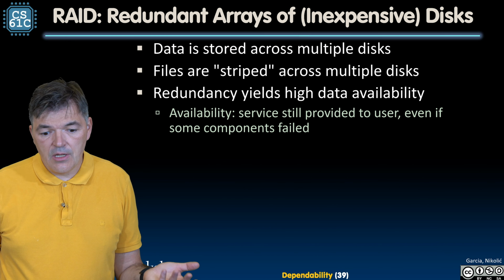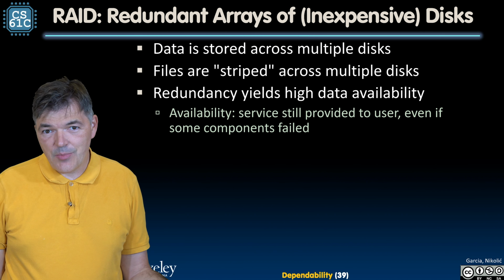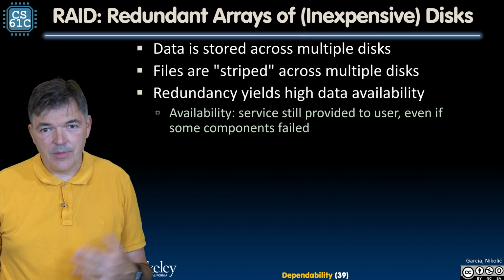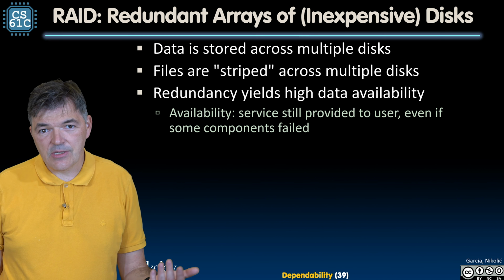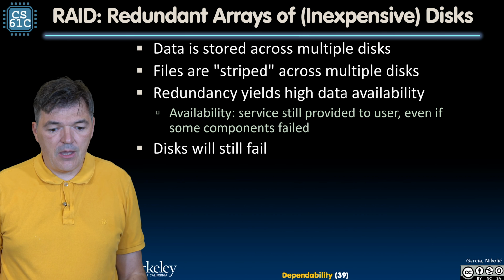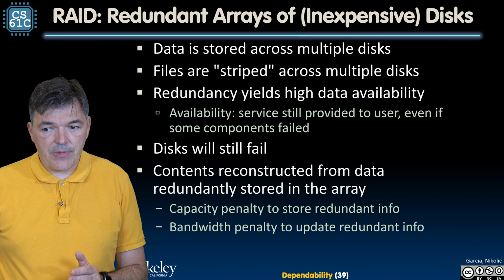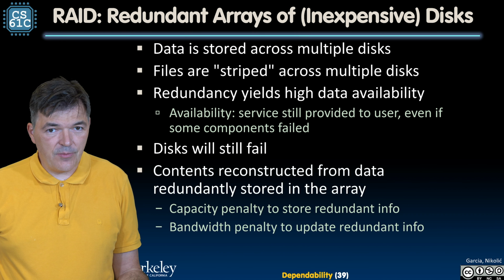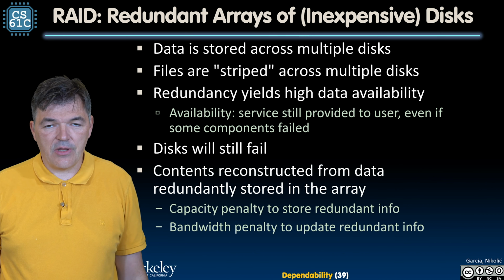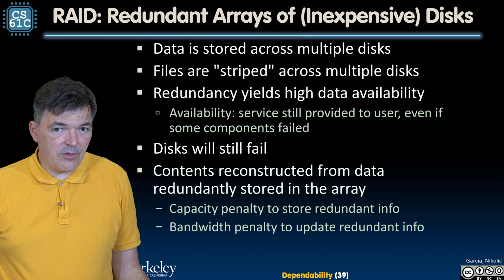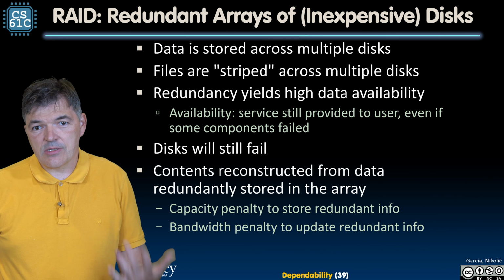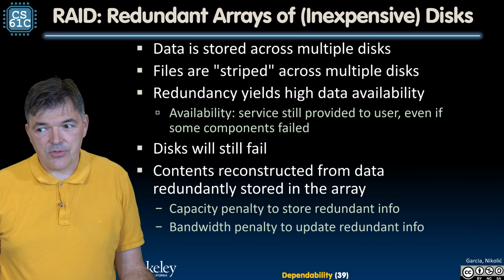So redundancy here can be used to speed up the disk operation, but it is also there to prevent the slowdowns, disruptions in service, if there is a failure. So it improves our availability. The disk will still fail, and the contents of the user files are still going to be reconstructed from the remaining disks in the array. Of course, there is an overhead. We are not using all the disks to store different users' data. We are using some of the disks as a source of redundancy.